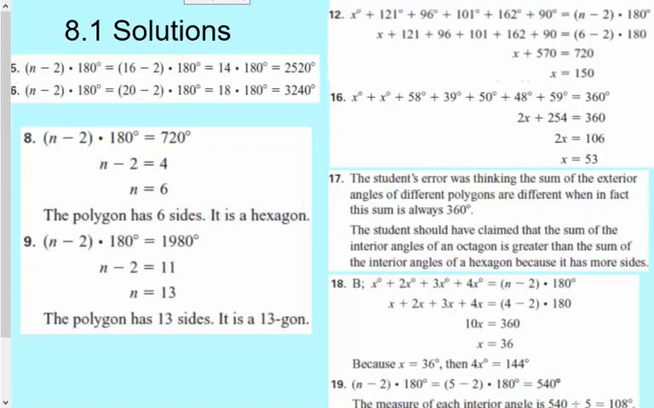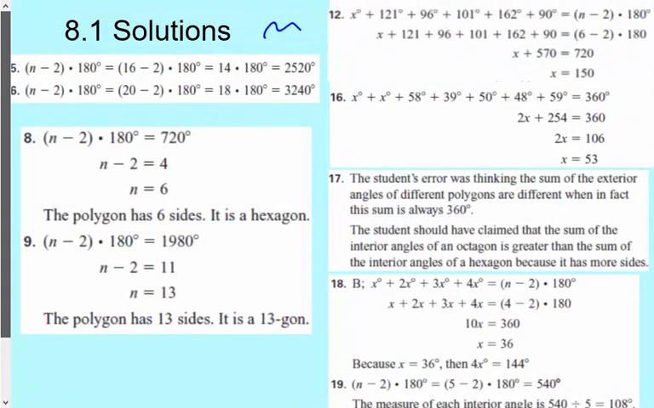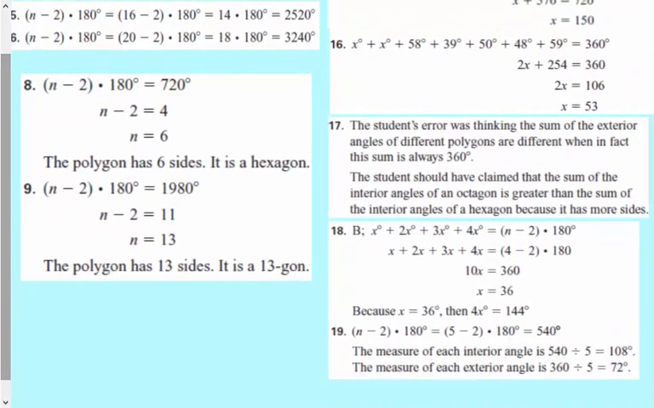Hello and welcome to section 8.2. We're going to now move from polygons to quadrilaterals. We're going to study all four-sided shapes basically. Got parallelograms, squares, rectangles, rhombuses, trapezoids. That is what we're going to be covering the next couple days.